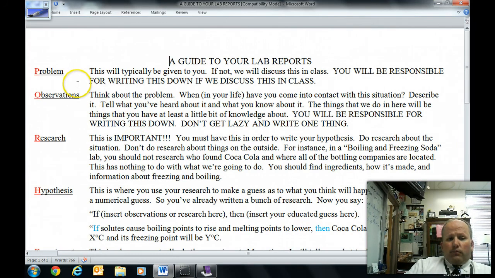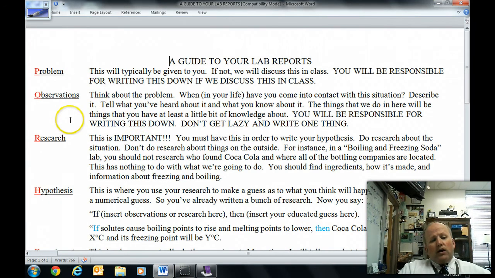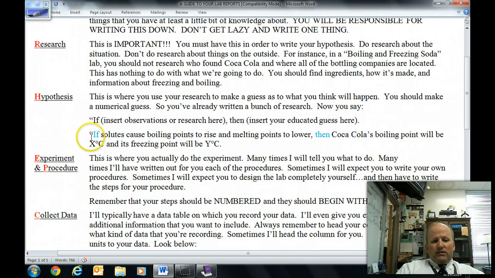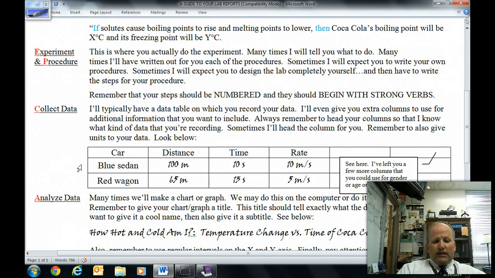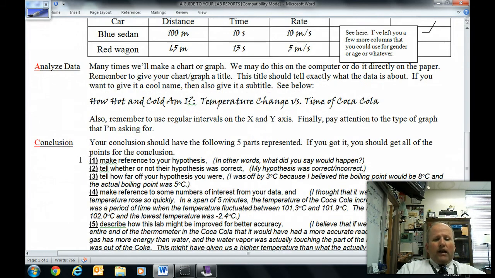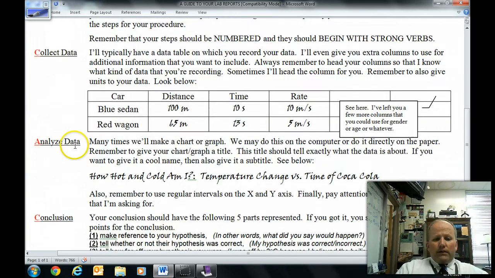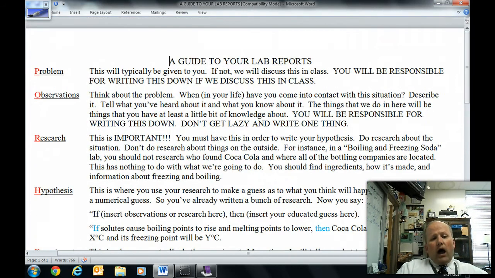and our parts are problem, observations, research, hypothesis, experiment and procedure, that's the E and the P, collect data is the first C, analyze data, and then conclusion. So please, please, please know the 9 parts of scientific method. Some books teach this differently. You will, in your science class life, see 5 steps, 6 steps, maybe 7. I teach it with 9.